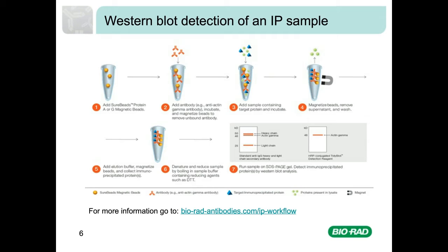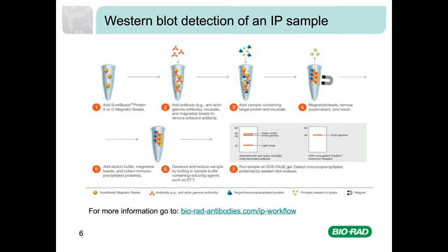The sample, most likely a cell lysate containing your target protein, is then added to the beads. This is shown in step three. After an incubation period of lysate and beads, the beads are magnetically captured, the supernatant is removed, and any unbound proteins are washed off in a series of wash steps. And this is shown in step four.